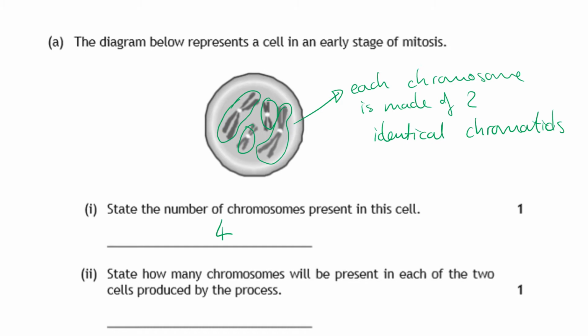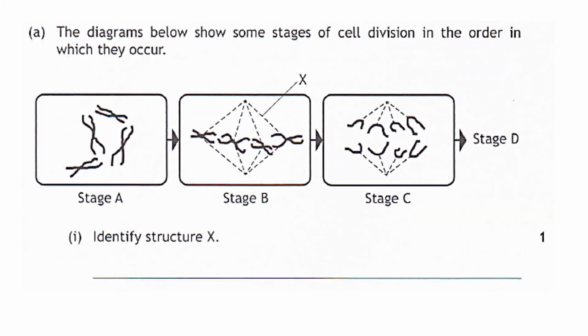State how many chromosomes will be present in each of the 2 daughter cells produced. So remember, daughter cells have got to be genetically identical to each other and the original cell, so 4. Okay, identify structure X here. So what is this little dude here? Spindle fibre.